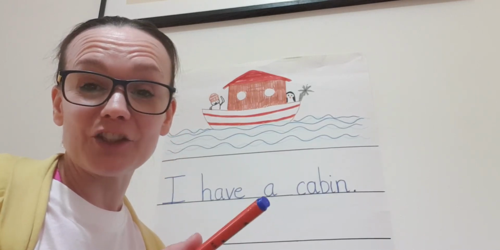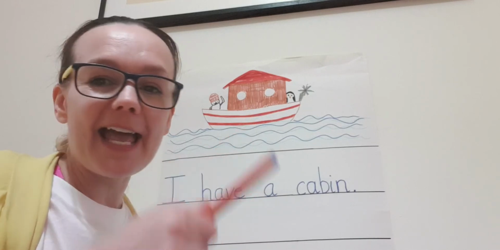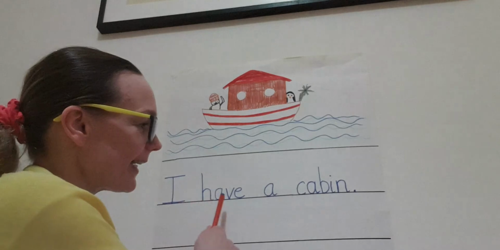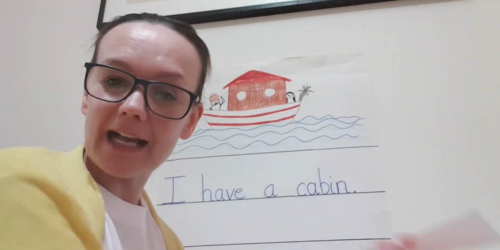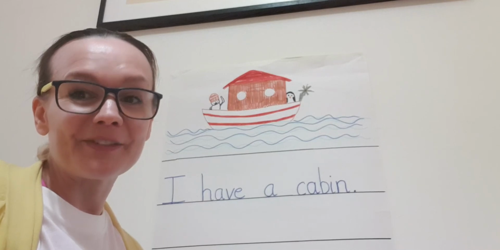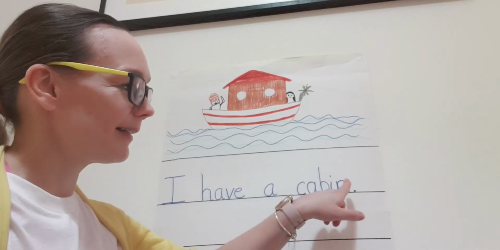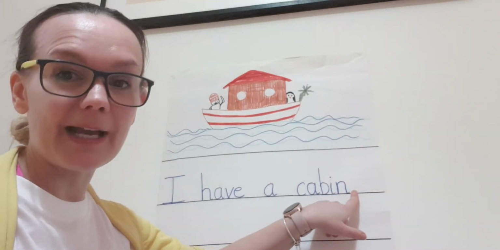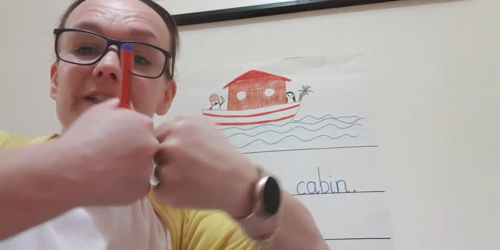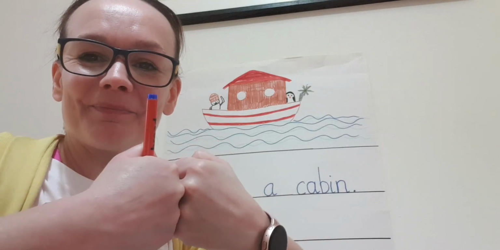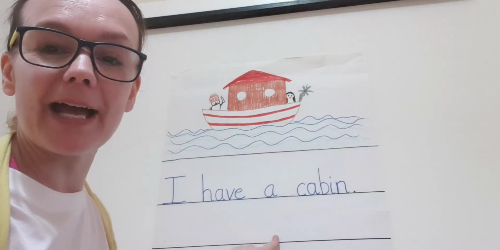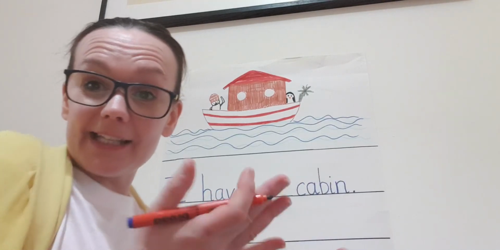I'd like you to design your boat. You could add anything you want and then have a go at writing I have a, and tell me what you added to your boat. You could even not put the full stop and make your sentence longer by adding the word and. I have a cabin and a propeller. Full stop. It's up to you.